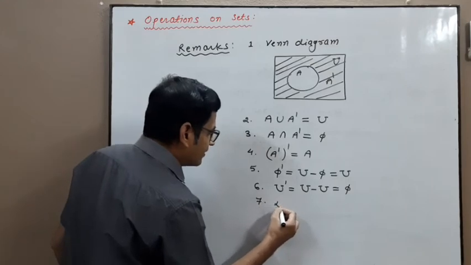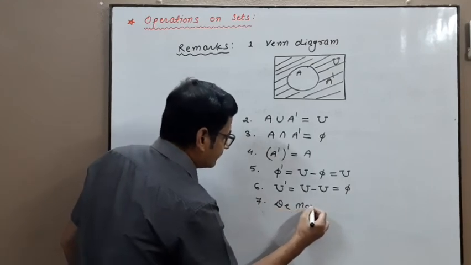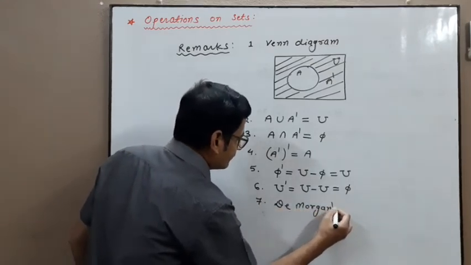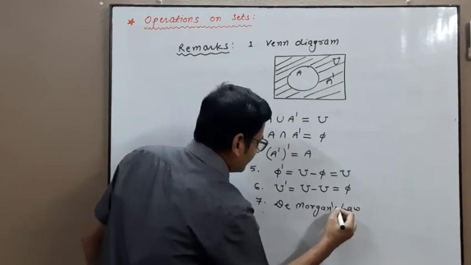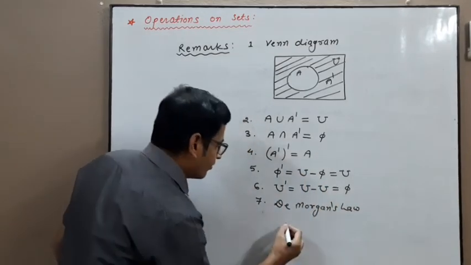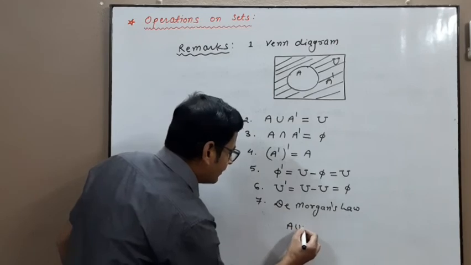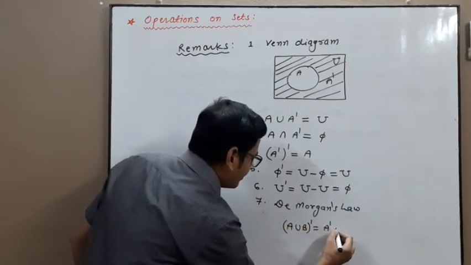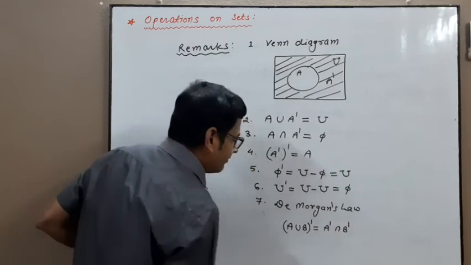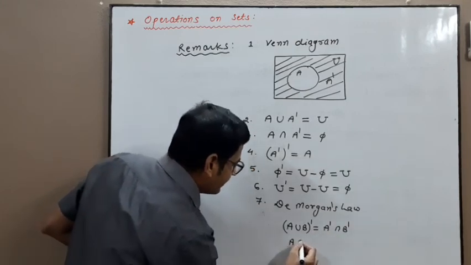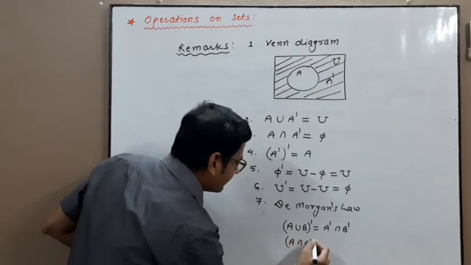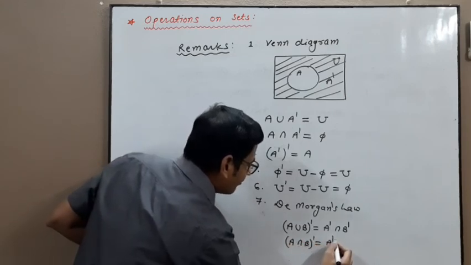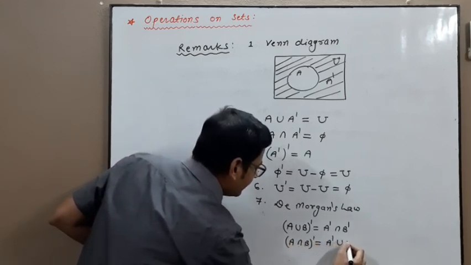7. De Morgan's law. There are two De Morgan's laws. The first one is: complement of A union B is equal to A complement intersection B complement, and complement of A intersection B is equal to A complement union B complement.